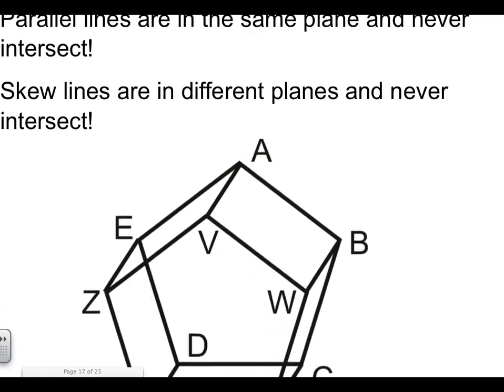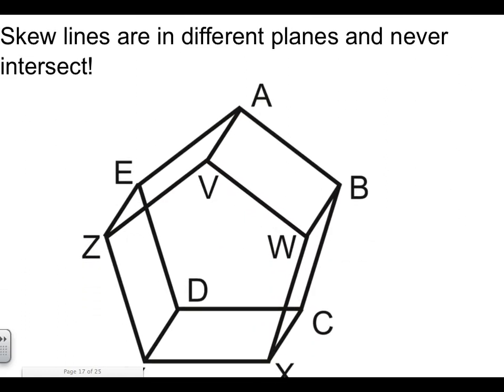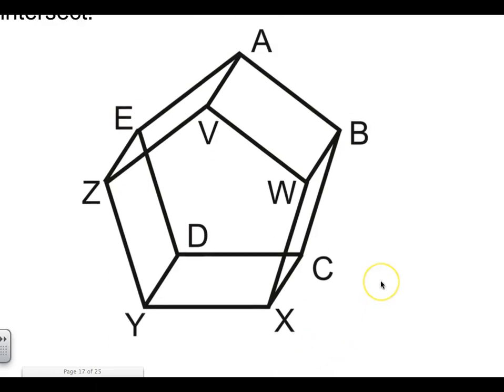So here's a fun picture of a cool 3D shape. Let's talk about some parallel lines. So I've got EZ and then AV are going to be parallel. They're in the same plane and they're never going to touch. Skew lines, so EZ and then give me something that's not parallel. So don't pick WB, you could pick WX. So they're not in the same plane, they're going totally different directions, and they're never going to intersect.